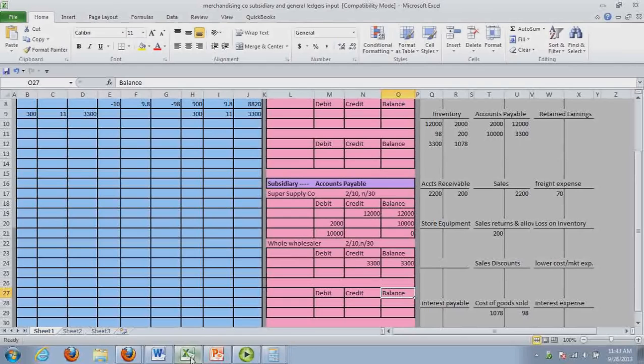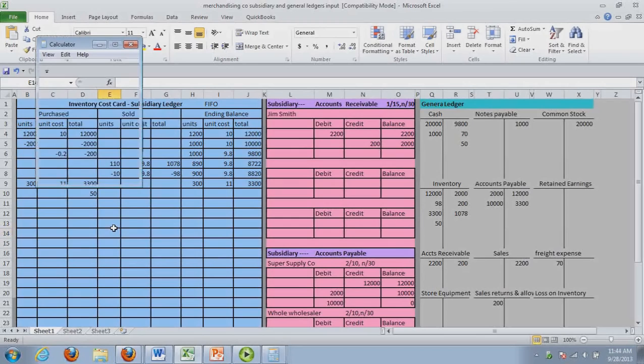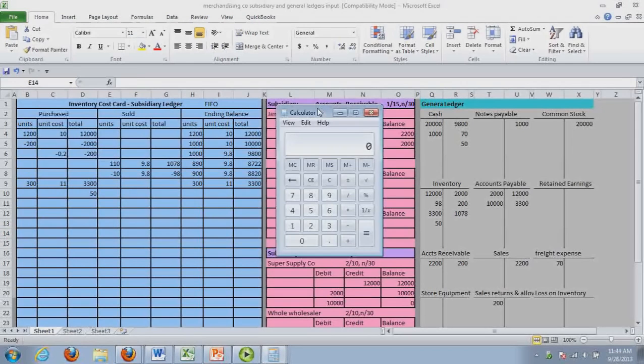So if we go over here, we've got the general ledger. We can bring that up to date for the freight. So $50 is added to inventory, and cash goes down by 50. Here's cash. And inventory is involved, so we're back to the inventory cost card. We cannot get away from that. And it's $50 more, so it's going to add to the cost of the purchase for $50. So what the heck do we do with that? It does not change the units. So if I think about it, it's $50 extra for 300 units.